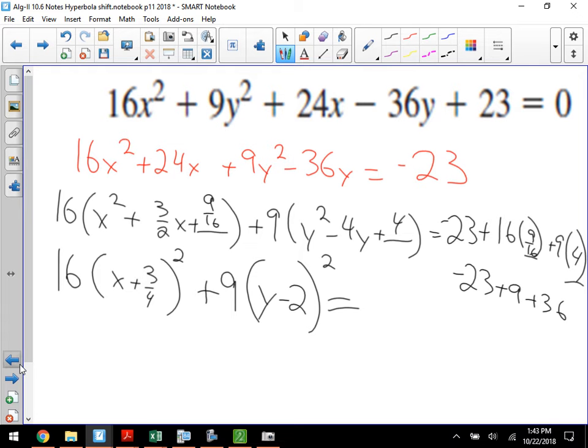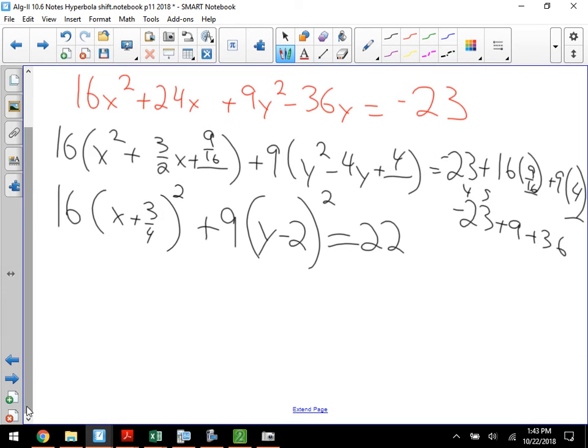Nine and 36 is 45. 45 minus 23, you get 22. God, this one's awful. Yeah. This one gives you awful values. But anyway, let's read this back.